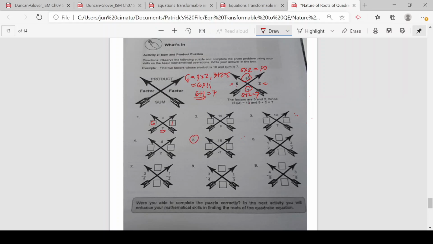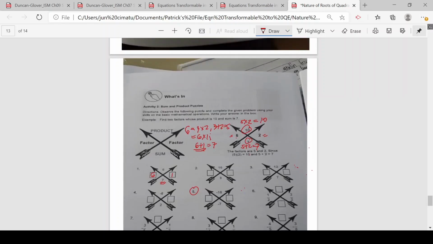Itong number 5. Number 5 ay product negative 18. Yung factor ng negative 18. Pwede yung 9 times of 6. 6 times 3. Dapat ang dapat 7 ang sum. Ano yung 6 times 3? Dapat negative. So kung inegative 6, negative 6 plus 3. Negative 3, kulang. Ano kasi 18? Pwede siyang negative 9 times 2. Negative 9 times 2.